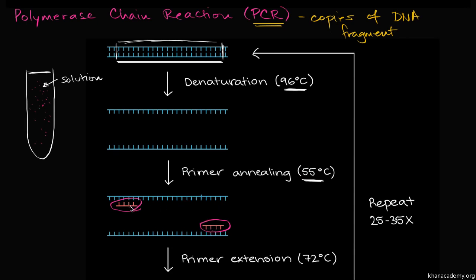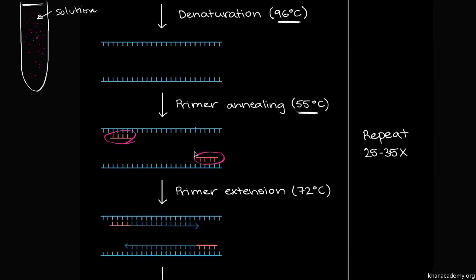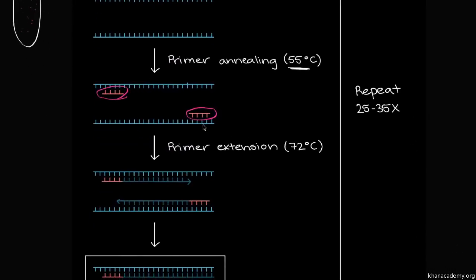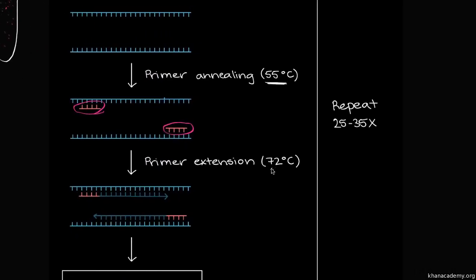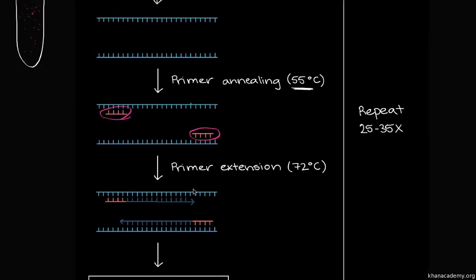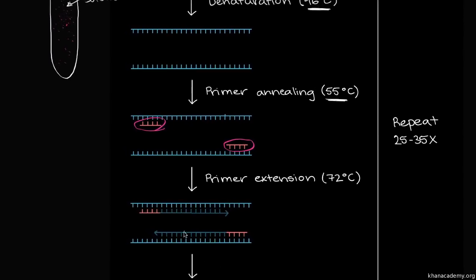Okay. And so when you cool it back down, the primer attaches, and then you heat it back up, not quite to the 96 degrees Celsius, but to the 72 degrees Celsius, where you extend those. And I'm assuming, since it's called polymerase chain reaction, that this is where the polymerase is involved. That is exactly where the polymerase comes in. So the polymerase is what is actually extending this. And I'll just draw a polymerase enzyme right over there doing the extending.